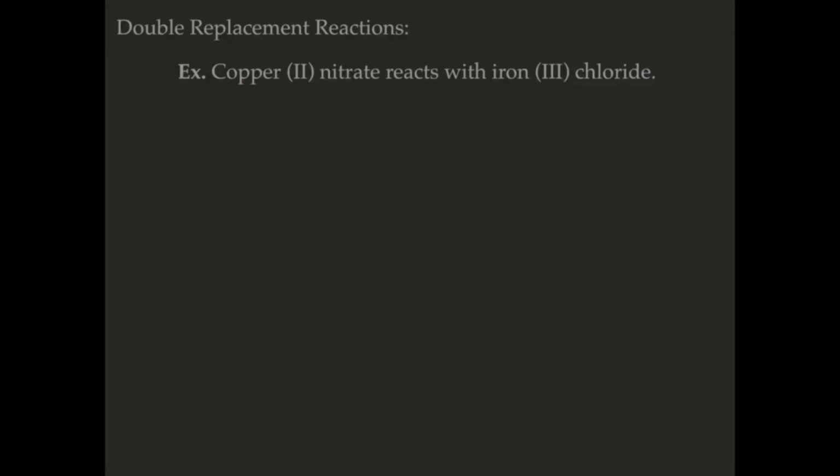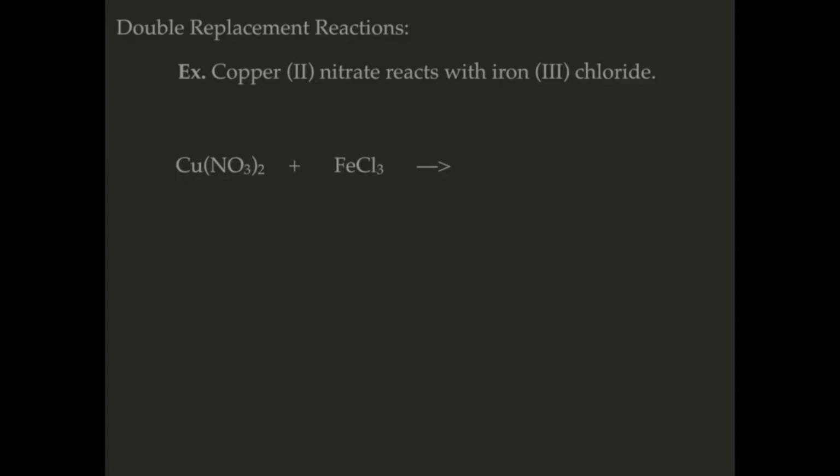So in this problem, it tells me I have copper 2 nitrate and it reacts with copper 3 chloride. So I'm going to write these formulas. Copper's charge is +2, nitrate is -1, and so the formula for this would be CuNO3. Now that's going to react with iron 3 chloride. So again, I cross my charges and I would get FeCl3. And now I've got to figure out what my products are.